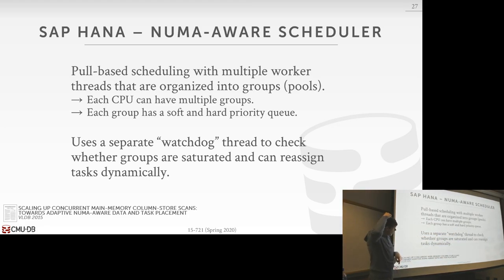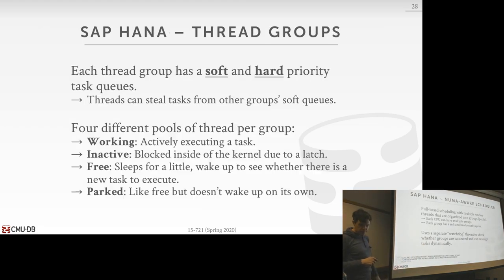So now they're going to have a separate watchdog thread that has a global view of what's going on at every single group on every single socket. And then it can decide whether some group is being oversubscribed and has more tasks than it can actually process. Then it can take threads away from one group and allow additional threads to run in another group. So you're getting both types of balancing. You have the work stealing that you have under HyPer, but you also have the ability to crank up the number of threads you want to be executing tasks as well. So you're using both approaches.